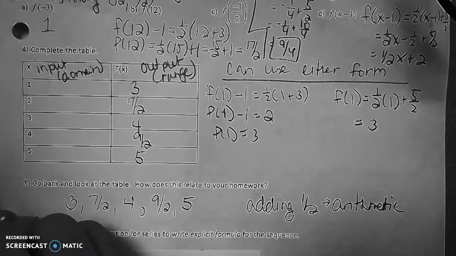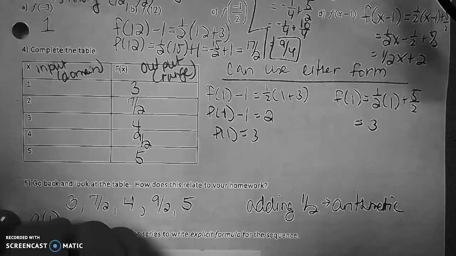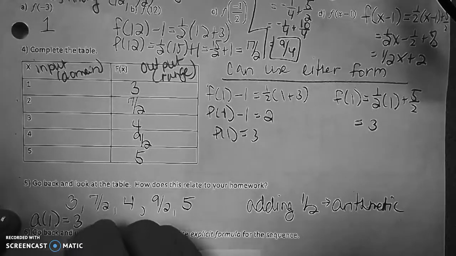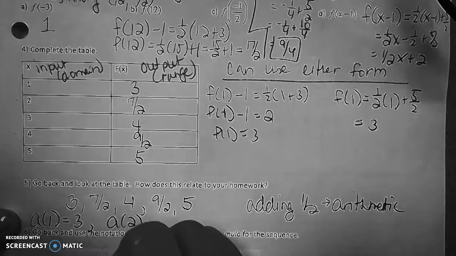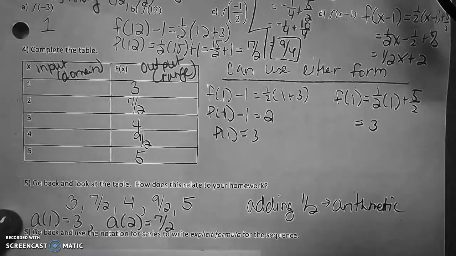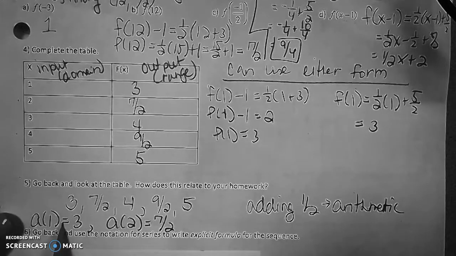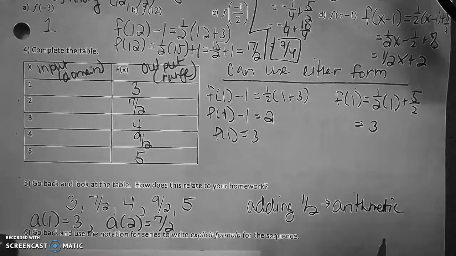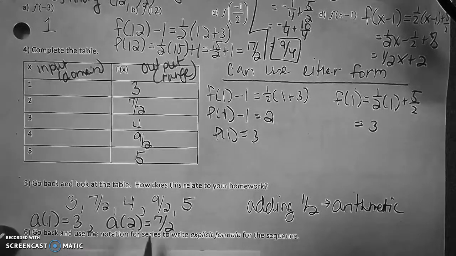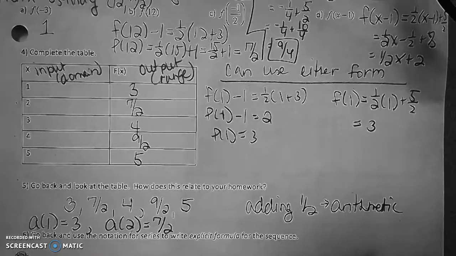where a sub 1, the first term, is 3. And a sub 2, the second term, is 7/2. Notice I switched notation. I didn't use f of x anymore. I used a sub n. And we'll talk more about that in the future. But this is saying the first term is 3. The second term is 7 over 2.